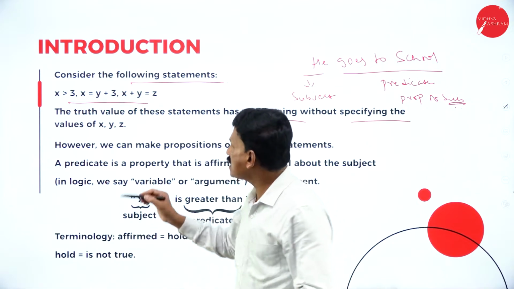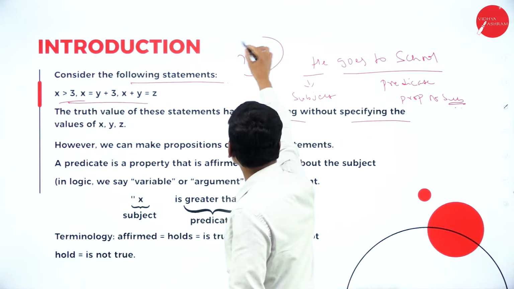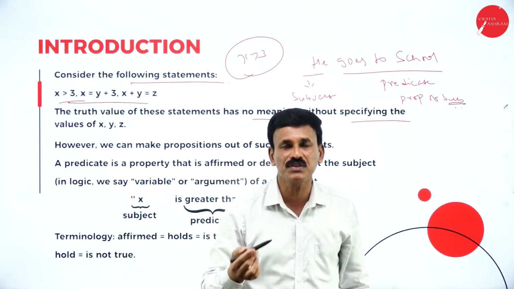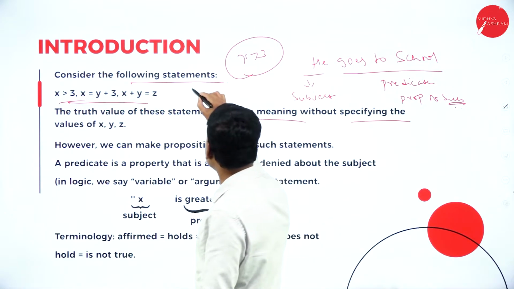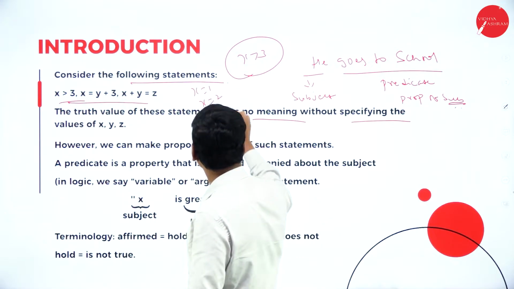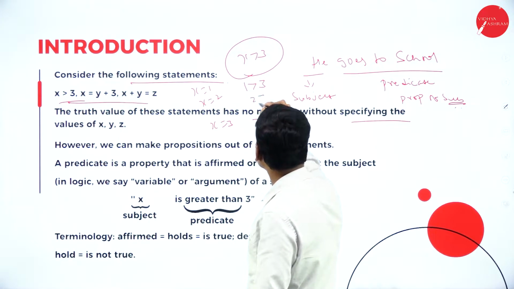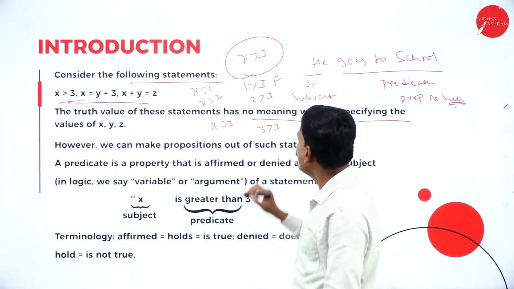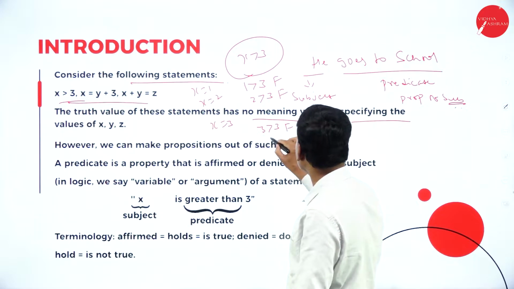Now let us take this example. Let me consider x is greater than 3. Without assigning any value to x, we cannot judge whether the given statement is true or false. So if I put x is equal to 1, x is equal to 2 and x is equal to 3, I can write 1 is greater than 3, 2 is greater than 3 and 3 is greater than 3. Whether it is true or false. So 1 is greater than 3 is false, I can write F. 2 is greater than 3, that is also false. 3 is greater than 3, that is also false, since 3 is equal to 3.